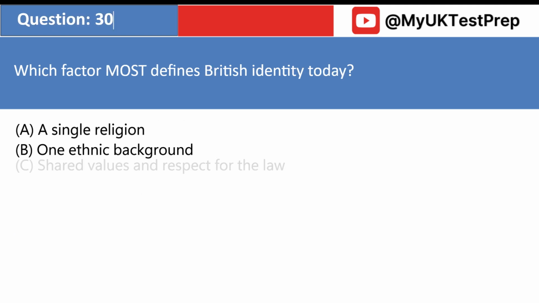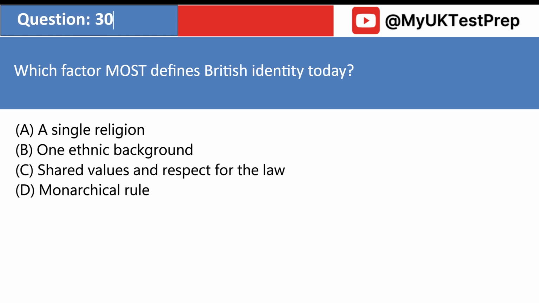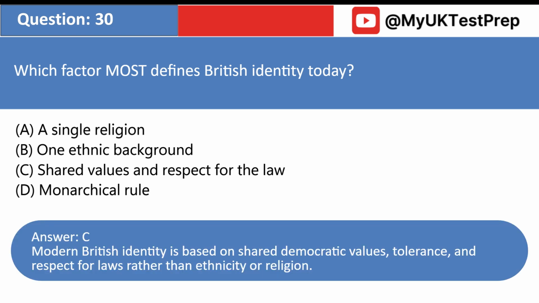Which factor most defines British identity today? A. A single religion. B. One ethnic background. C. Shared values and respect for the law. D. Monarchical rule. Answer: C. Modern British identity is based on shared democratic values, tolerance, and respect for laws rather than ethnicity or religion.